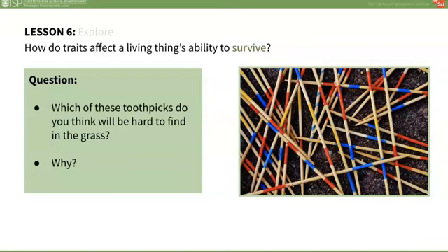Next, tell the students, look at this bag of colored toothpicks. Which of these toothpicks do you think it would be hard to find in the grass? Why do you think that? Discuss your prediction with a partner.